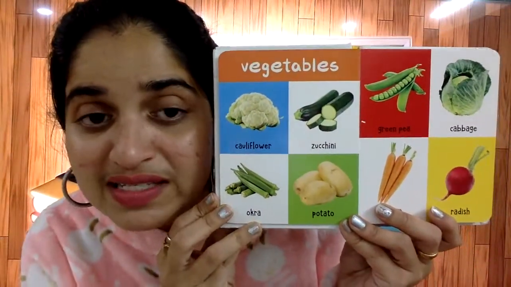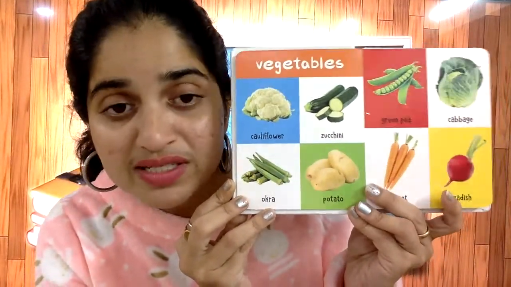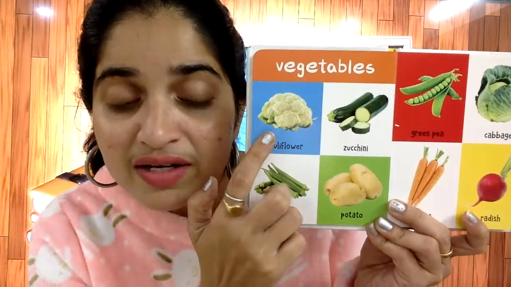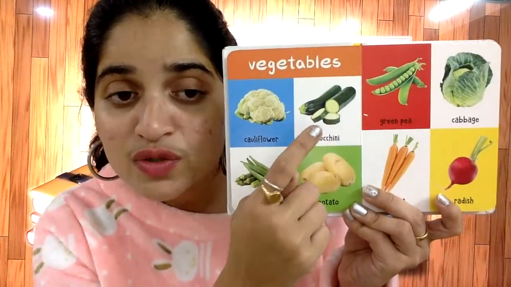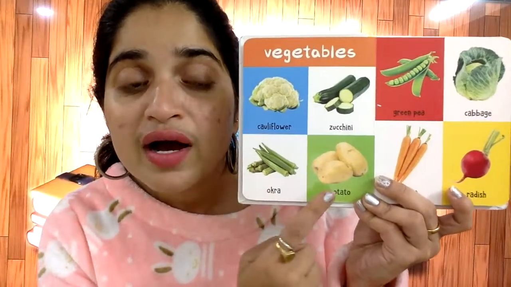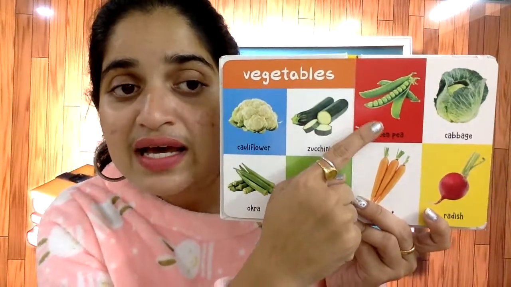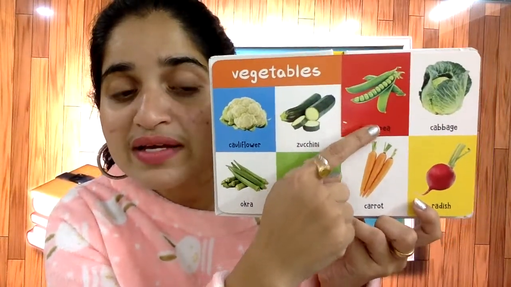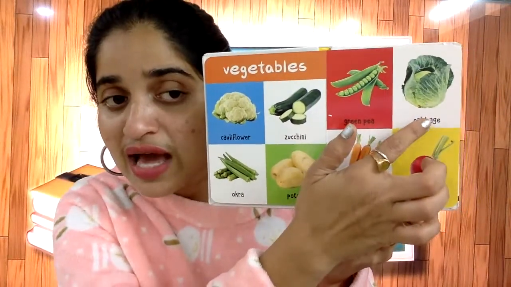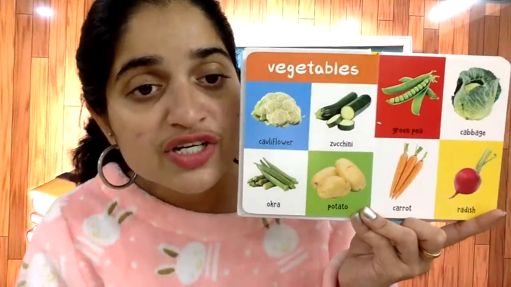Oh, can you tell me what are these called? These are called vegetables. This is cauliflower. Zucchini. This is okra. Potato. Green peas. Carrot. Cabbage. Radish.